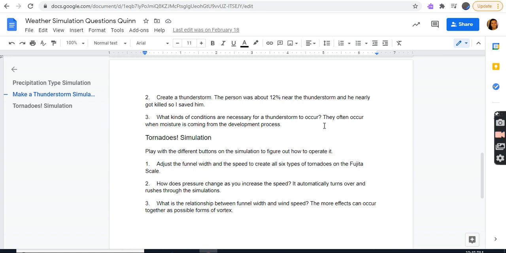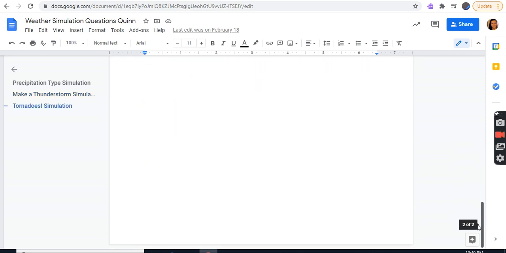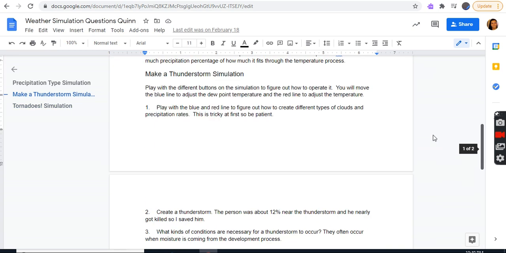Tornadoes. Adjust the funnel width and the speed to create all 6 types of tornadoes of the Fujita scale. How does pressure change as you increase the speed? It automatically turns over and rushes through the simulations. What is the relationship between a funnel width and wind speed? The more effects can occur together as possible forms of vortex. It can also be used for vortex as well.